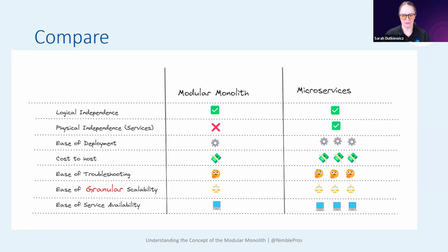And then when it comes to service availability, like high availability, with the modular monolith, you're only dealing with availability for one, versus microservices, where you would be dealing with the availability for each one of those services.